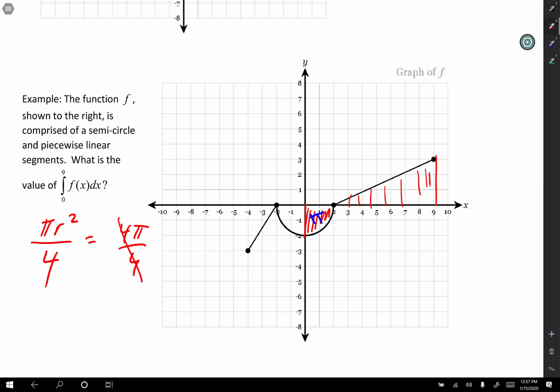And now here's a triangle. The difference between 9 and 2 is 7. 7 times 3 is 21. 21 divided by 2 is 10.5? All right, so the answer, negative pi plus 10.5.